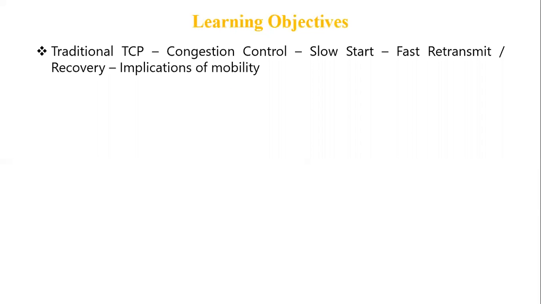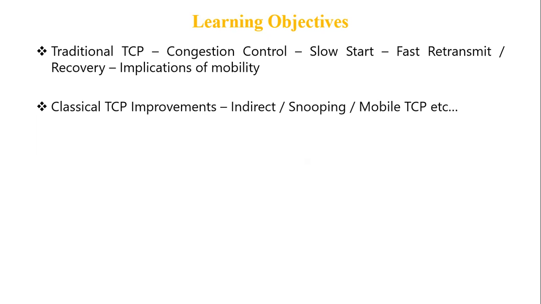After going through this session, the learners will be able to understand why traditional TCP cannot be used for wireless or mobile communication, because traditional TCP has some assumptions regarding congestion, but that will not work with mobile networks. They'll be able to understand various classical TCP improvement techniques like indirect TCP, snooping TCP, mobile TCP, and other techniques. And also they'll understand how TCP can be used for 2.5G or 3G wireless networks.